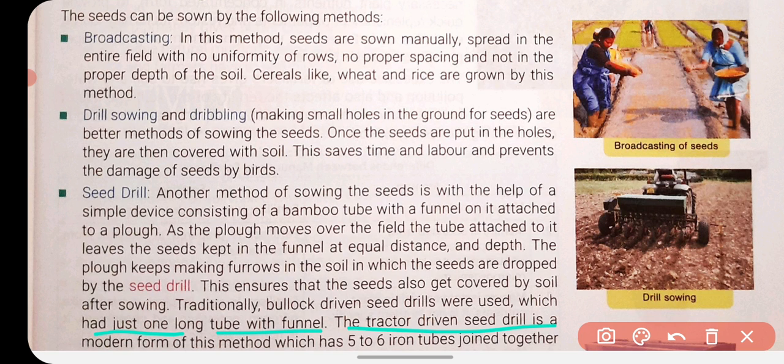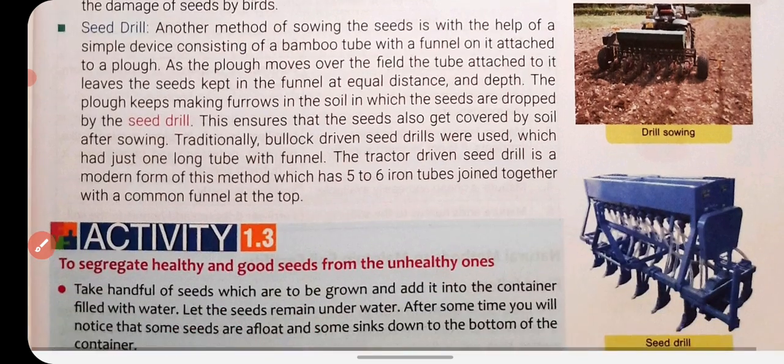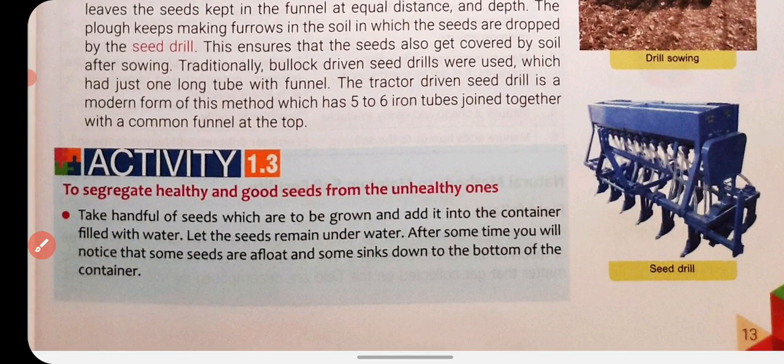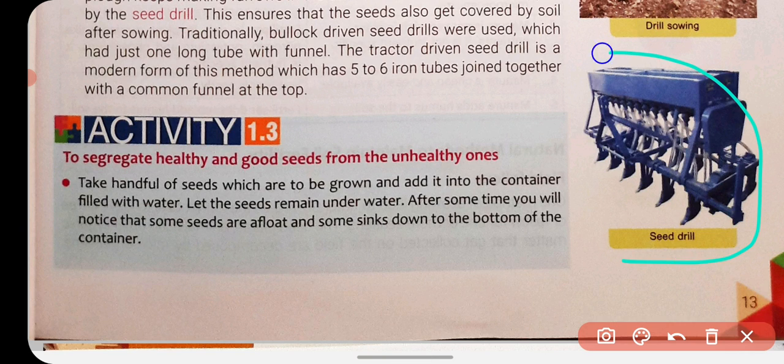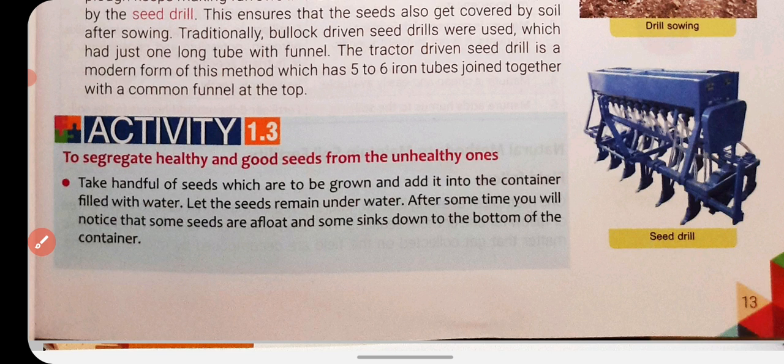The tractor driven seed drill is a modern form of this method, which has 5 to 6 iron tubes joined together with a common funnel at the top. You can see here the seed drill which we attach to the tractor, and with the help of this seed drill we sow the seeds in a very proper manner with proper depth and space.